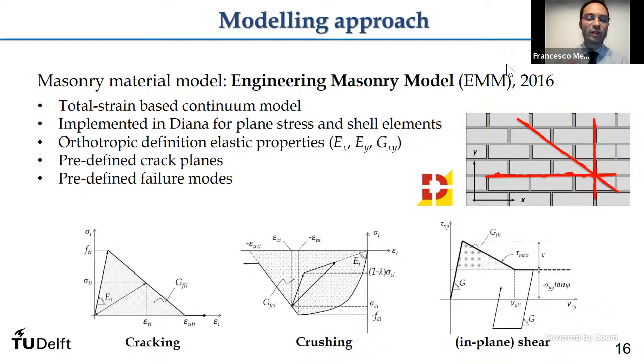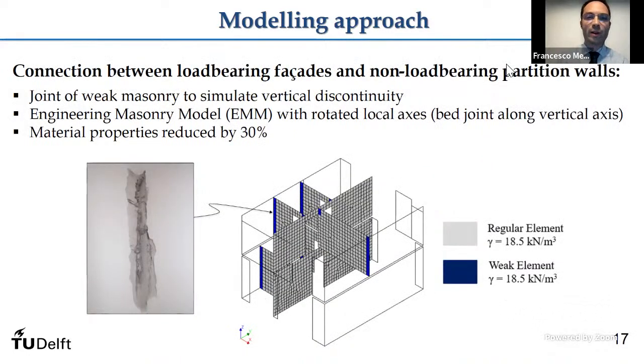A specific detail, which I will discuss later, regards the connections between the load-bearing facades and the non-load-bearing inner partition walls. Because in fact, you can try to see in the pictures, which, I'm sorry, don't have very high definition, that at the connection there is a continuous vertical joint, which was estimated to be weaker than a normal joint. So we could have modeled this discontinuity with interface elements, but the choice we made was to keep using the continuum elements. And again, with the engineering masonry model, we rotated the local axis so that the bed joints were defined along the vertical axis and not along the horizontal axis, as in the rest of the masonry. And also the material properties, both elastic and inelastic, were reduced by 30%.